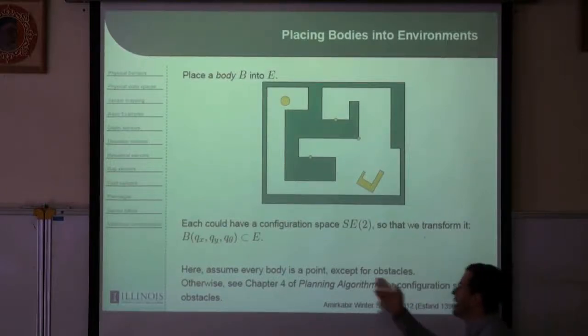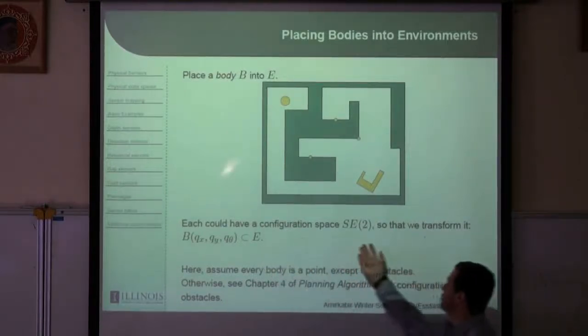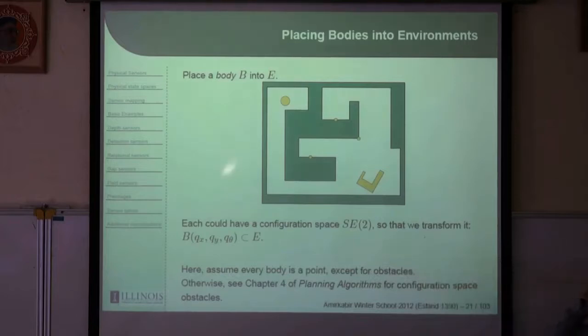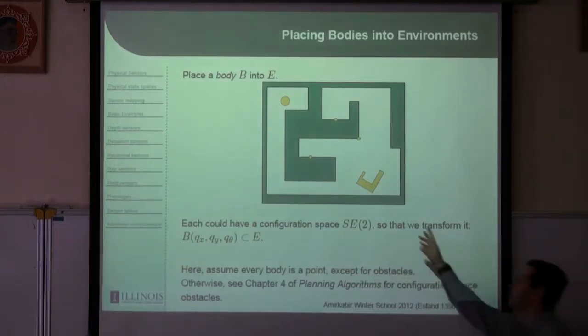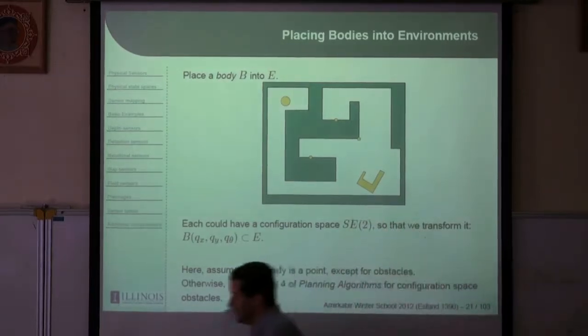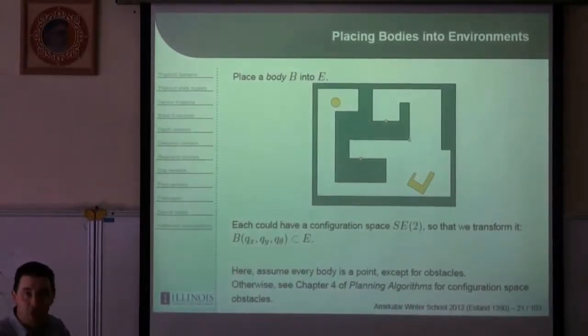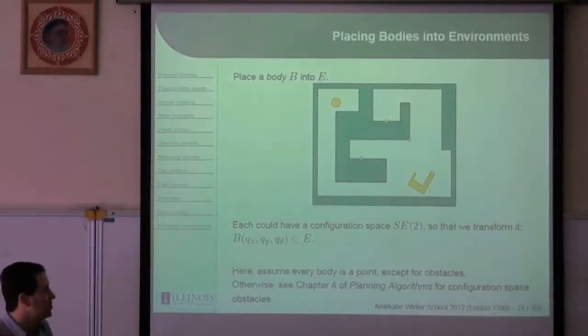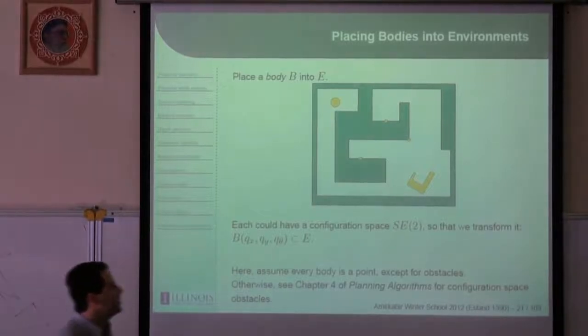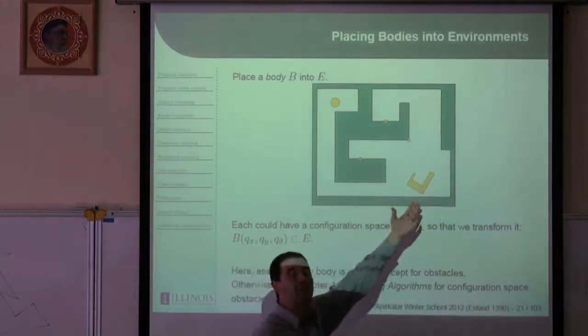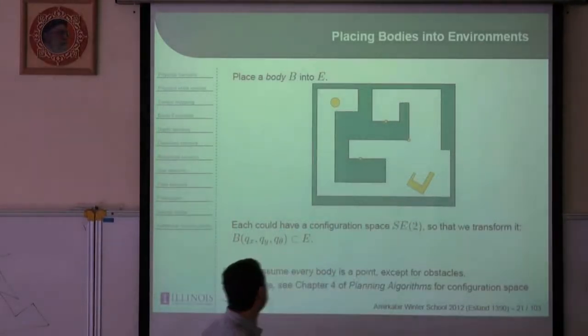So each body could have a configuration space so that we transform it, right? So it's possible that a body could move around. It's possible that a body could be stationary. And I just want to be able to talk about these sets of bodies that are somehow not exactly the environment. They exist in the environment, and they can possibly move.